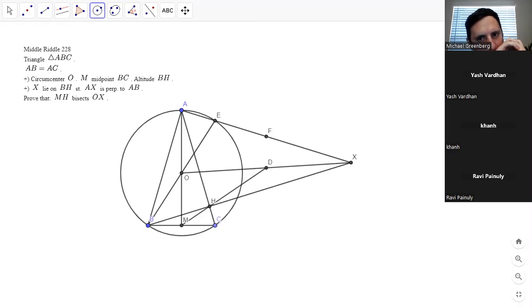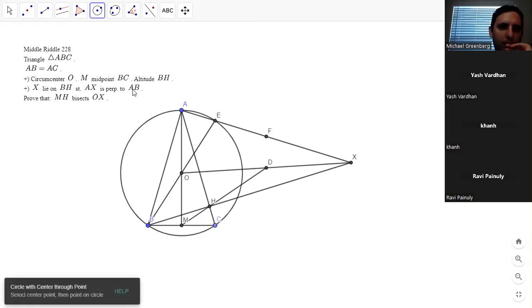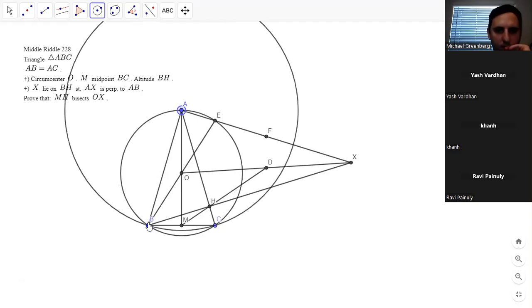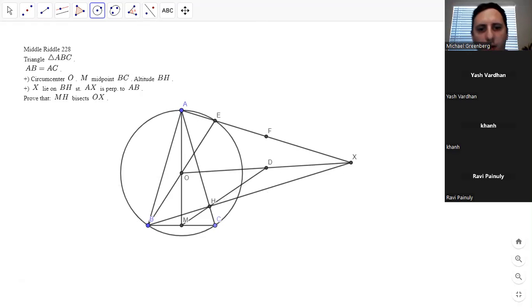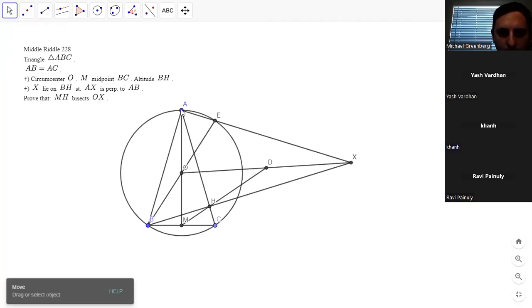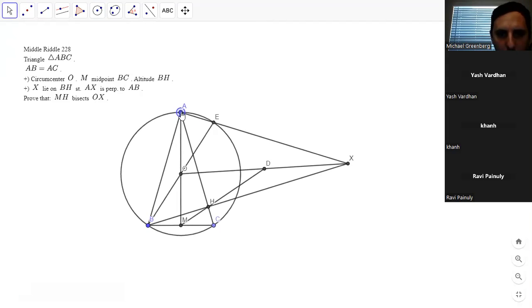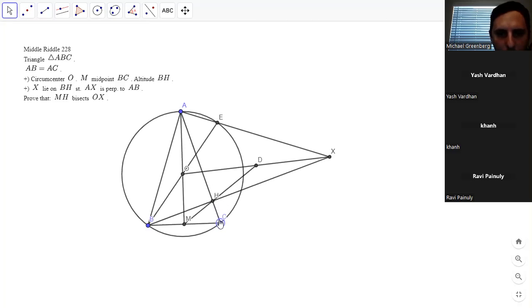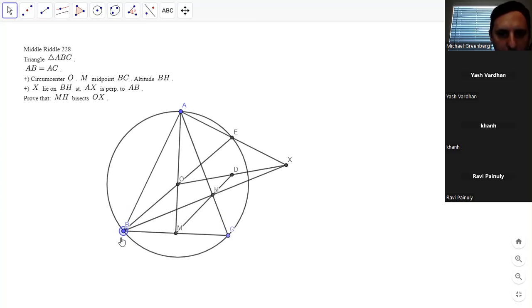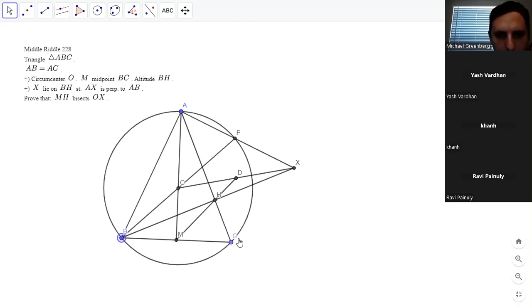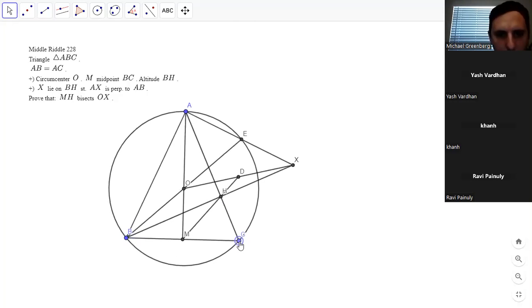This is harder than I would think. Let's see. I'm going to make it look a little more different, because OX almost looks like it's parallel to BC, which isn't true. So I make this like a flatter triangle. Yeah, then it doesn't look like it as much.